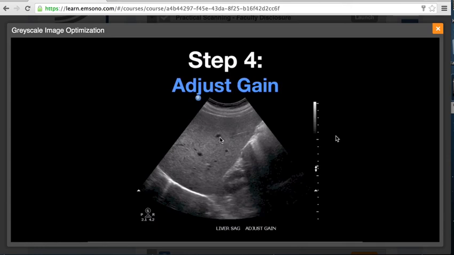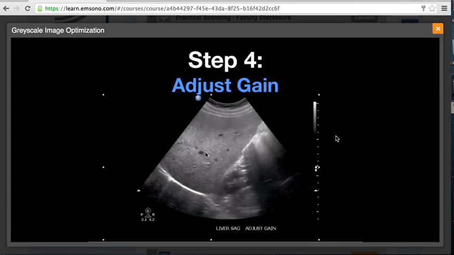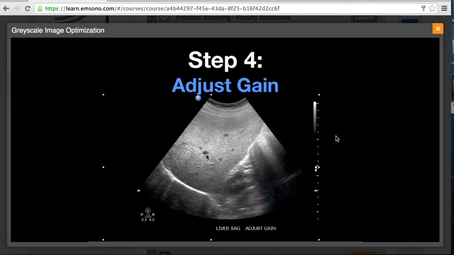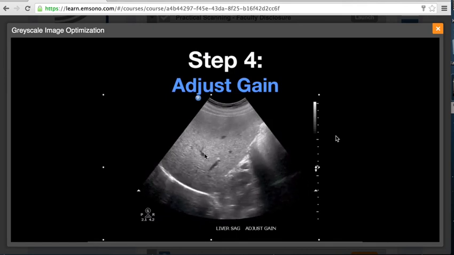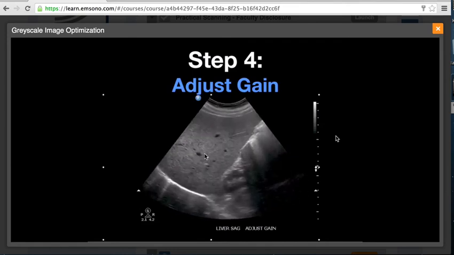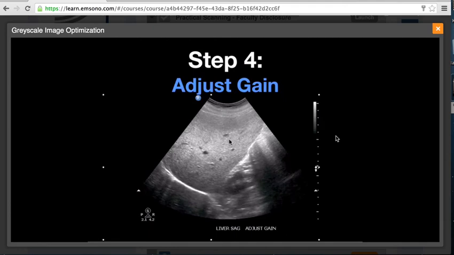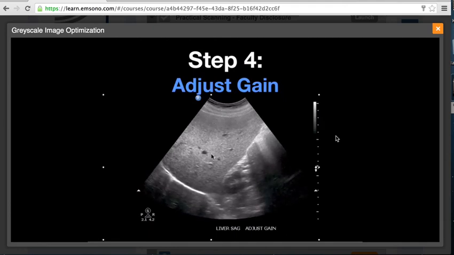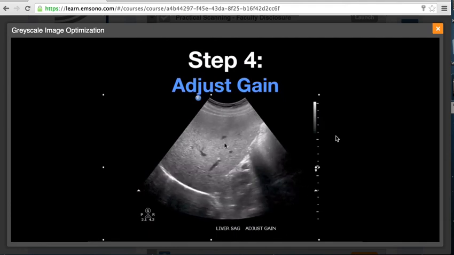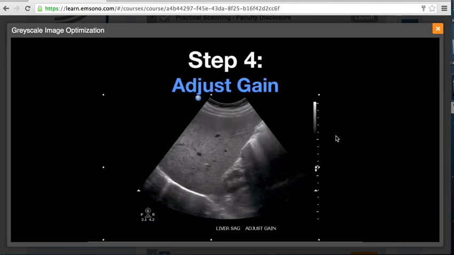Next, you're going to want to adjust the overall gain. And you can see here we're using the liver as the window. We turn the gain up until we get artifactual fill-in within the vessels, and then we lower it. Now we know we have our overall gain maximized. It was too dark when we started, too bright at this point, and now we bring it back to here where the overall gain is optimized.